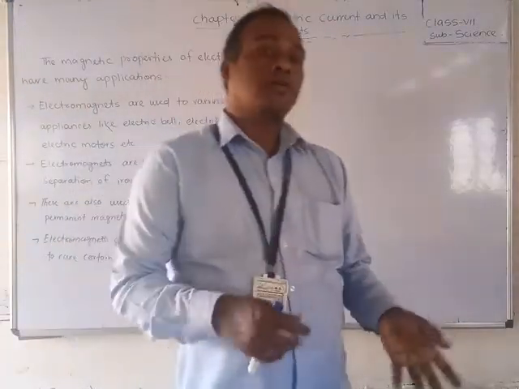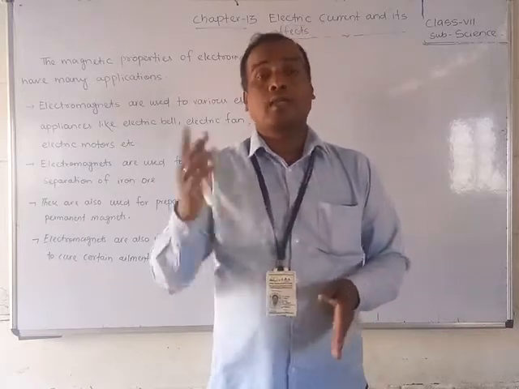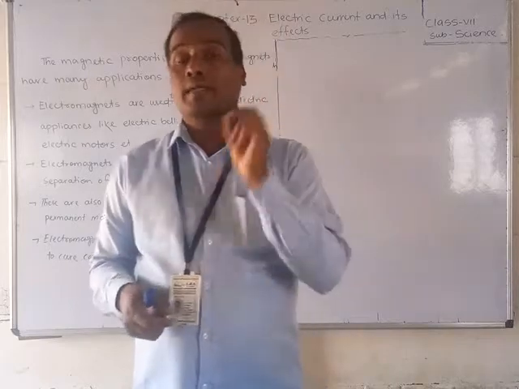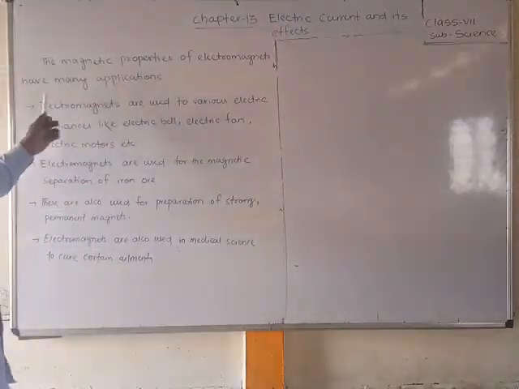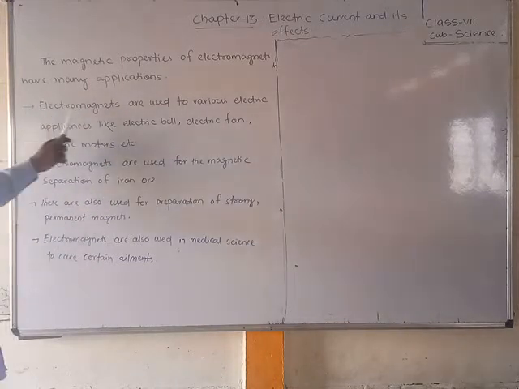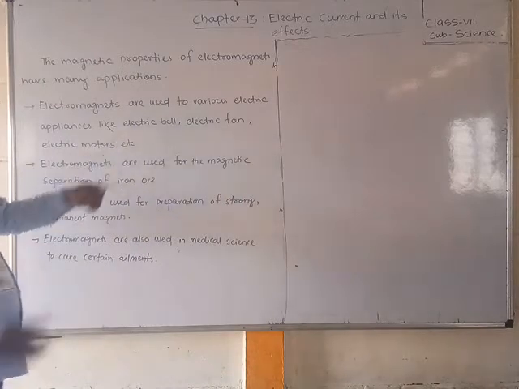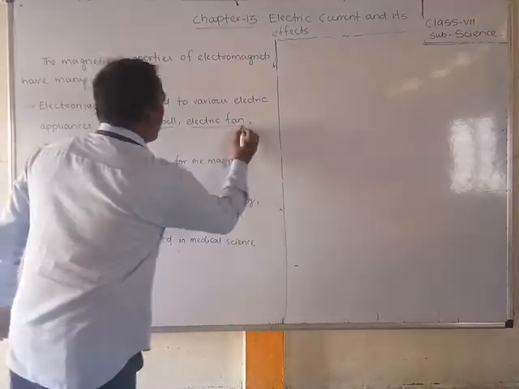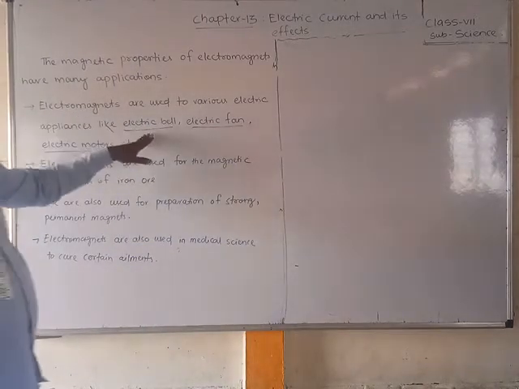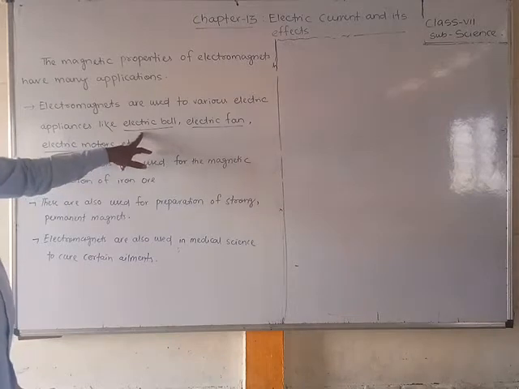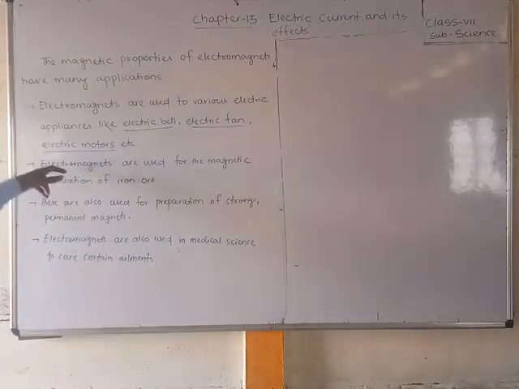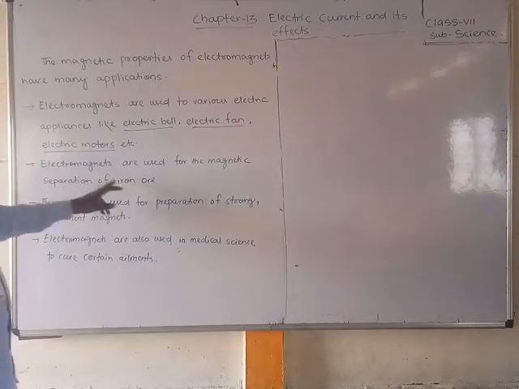Students, we already found that when electricity passes through a conductor, it behaves like a magnet, and this is called an electromagnet. Electromagnets have different properties, and so different applications. Electromagnets are used in electronic appliances like the electric bell, electric fan and electric motor. Electromagnets are also used for the magnetic separation of iron ore.